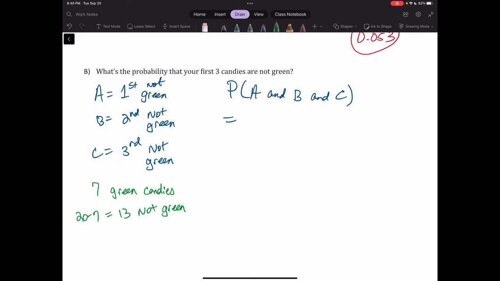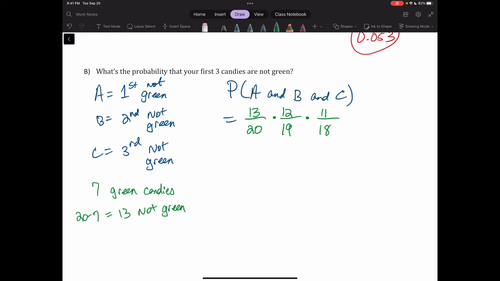So what's the probability that the first candy is not green? Well, there's a total of 20 candies when we first start, and 13 of them are not green. Okay. Remember, this is without replacement. So that means when we go to the next selection, there's no longer 20 candies. There's now 19. And since the first candy was not green, that means that there are 12 remaining candies that are not green. Times, now for the third selection, we have only 18 candies remaining. And how many of those are not green? Well, because the first 2 were already not green, that means there's only 11 left that are not green.